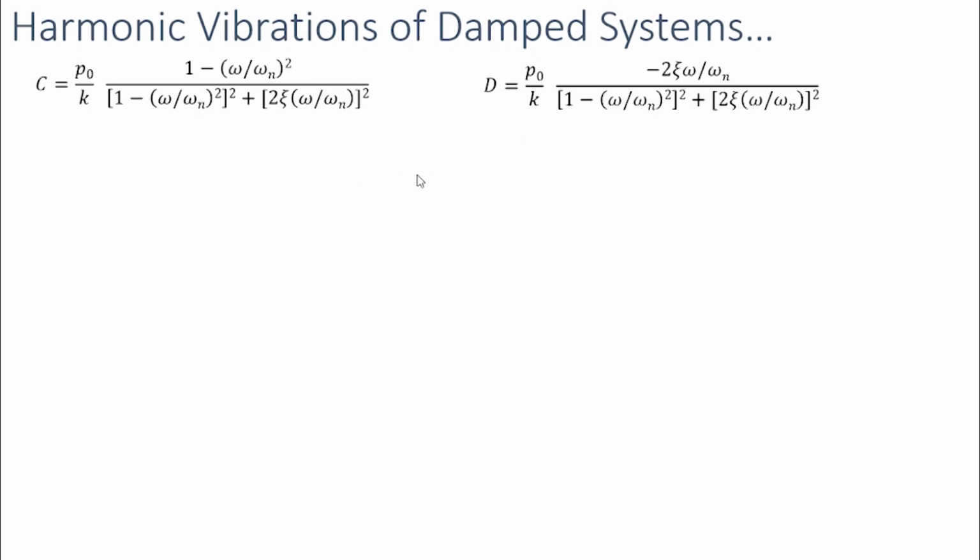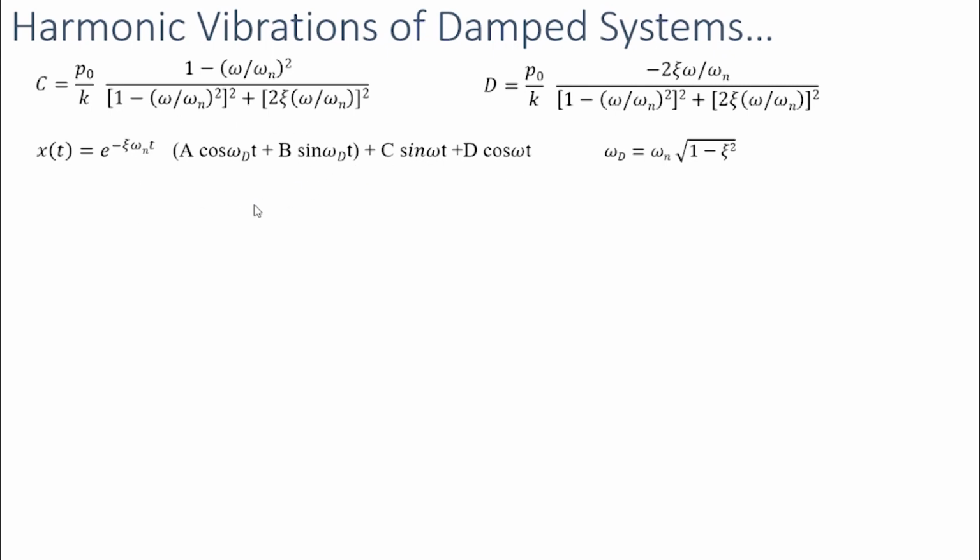And we know that the total solution is the sum of the complementary solution and the particular solution. So we have seen in harmonic vibrations of undamped systems that the complementary solution would be equal to the free vibration response. So here we have the total solution as the complementary solution and the particular solution.